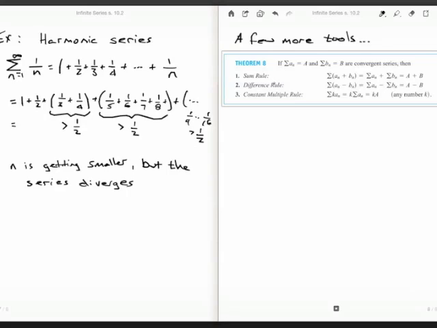So the sum rule. If we have the sum of two sequences like this, we can split that up into the sum of the first one plus the sum of the second one. All right, good. The difference rule: the sum of this minus this equals the difference of the sums, a minus b. Constant multiple rule: the sum of k times some series, where k has to be a constant, is the constant times the sum of the series, equals k times the sum of a.